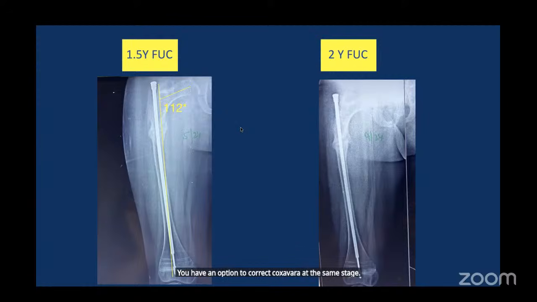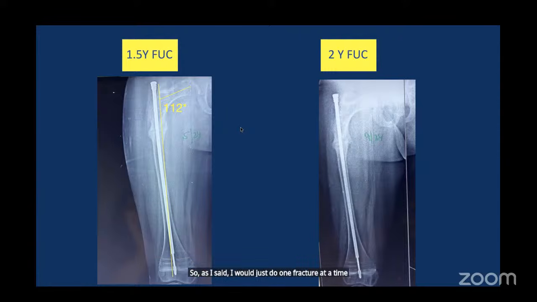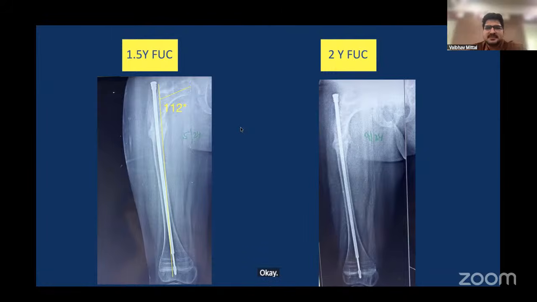You can have the entry point of the nail on the tip of the greater trochanter and get that valgus if possible. But then again, tackling two osteotomies with an interlock nail... As I said, I would just do one fracture at a time, and do the coxa vara correction later.